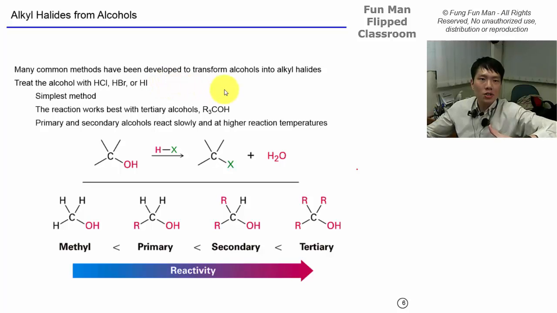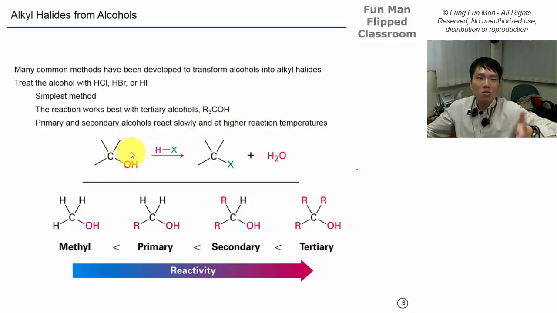There are other methods to transform the alcohol into alkyl halides. For instance, you can treat the alcohol with HCl, hydrogen chloride, hydrogen bromide, or hydrogen iodide. Simplest method, very old school, primitive. But this works best only with tertiary alcohol, and I will tell you the reason behind it. Primary and secondary alcohols tend to react quite slowly, and you need very harsh conditions like high temperature.